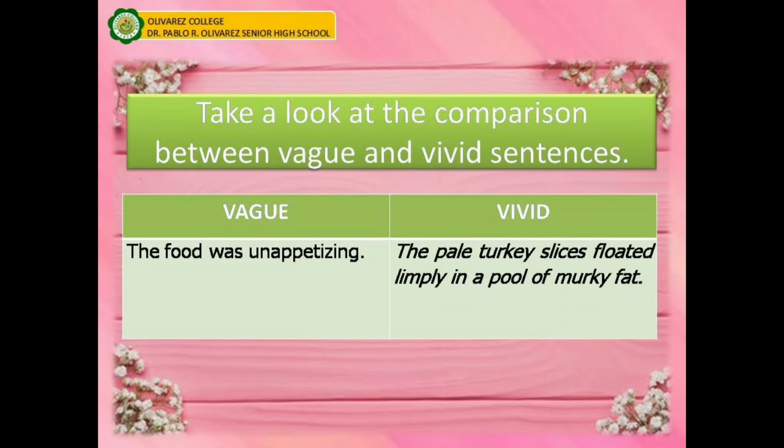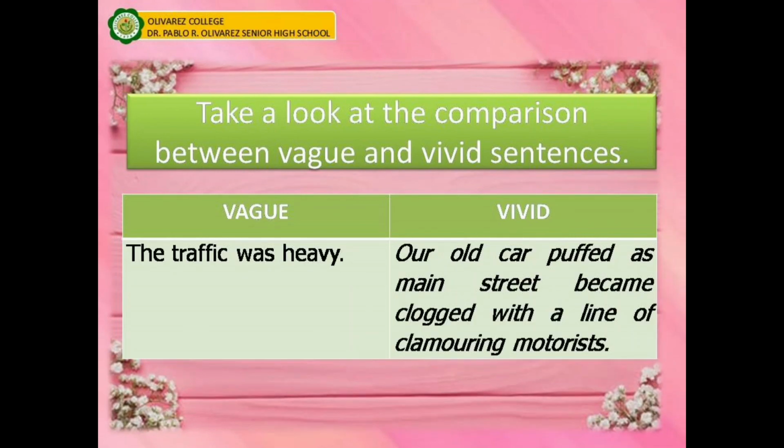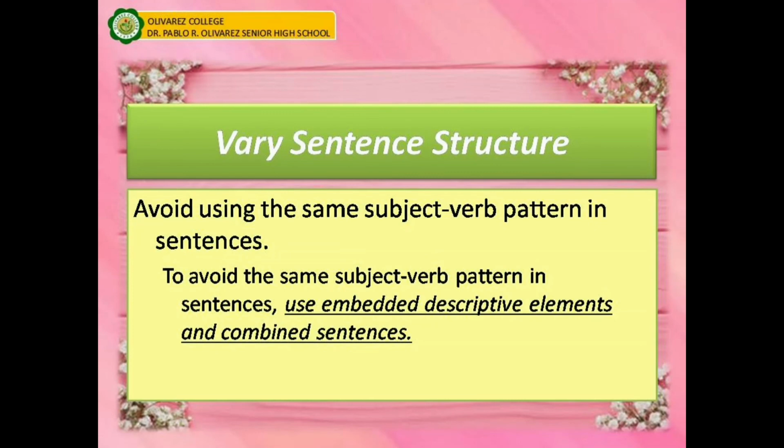Another example, on the vague side, is, the traffic was heavy. On the vivid side, the example is, our old car passed as the main street became clogged with a line of clamoring motorists. The next characteristic is that a descriptive paragraph should have varied structure. Avoid using the same subject-verb pattern. To avoid the same patterns, use embedded descriptive elements and combine sentences.